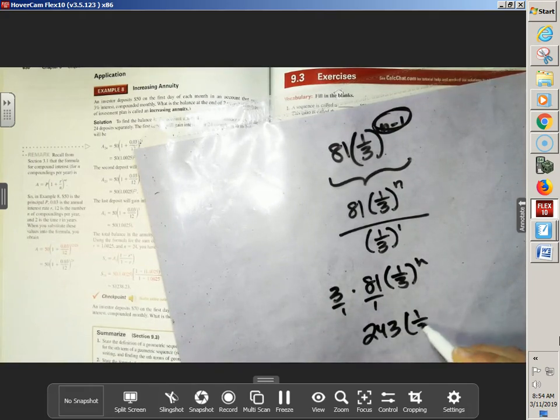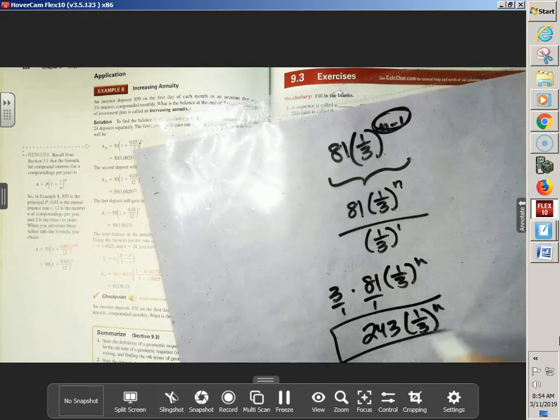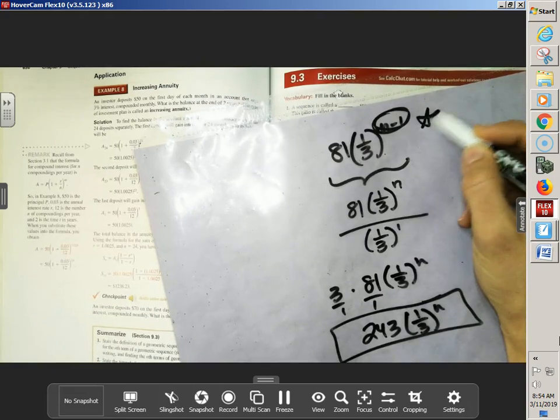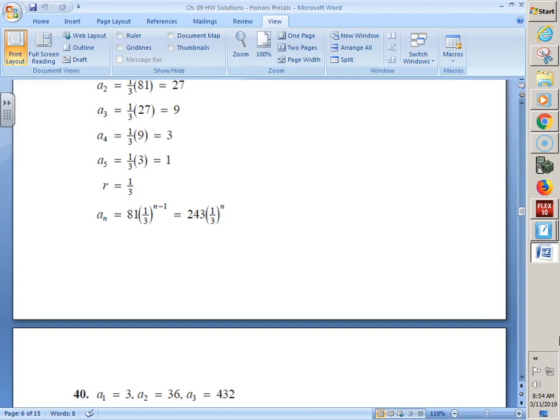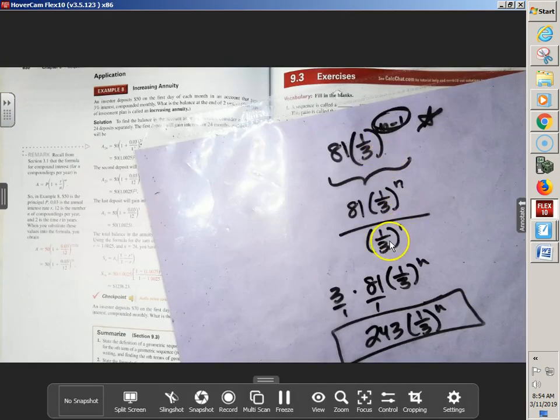243 times 1/3 to the n. Ooh, that's like a nicer simplified version of your original. Now do you see why it's 243 times 1/3 to the n? They made that minus 1. Wait a minute, that minus 1 just means divided by 1/3. I can put those two together.